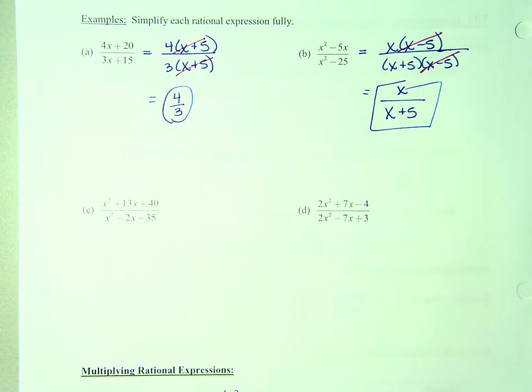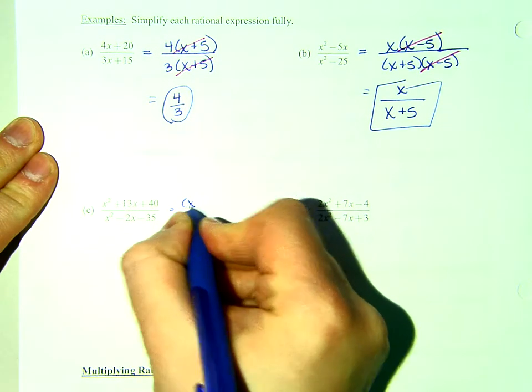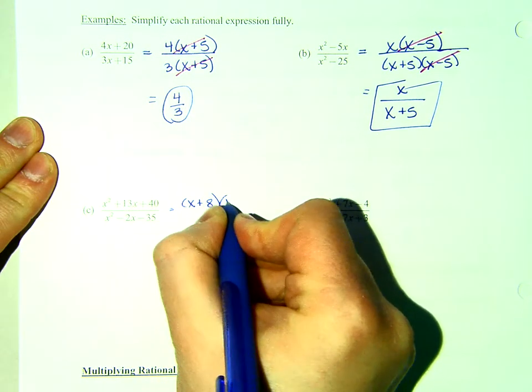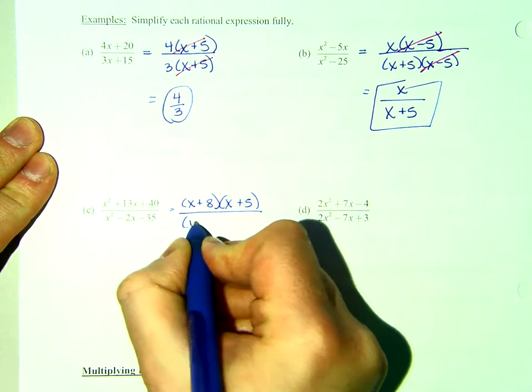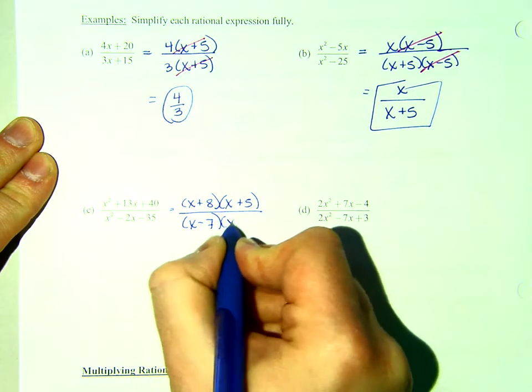If you do it correctly, there should be a common factor that you'll then be able to cancel. It's usually going to happen with these things. Tyler, how did you factor the top? X plus 8 and x plus 5. That sounds good. Brett, how about the denominator? X minus 7 and x plus 5. Good.